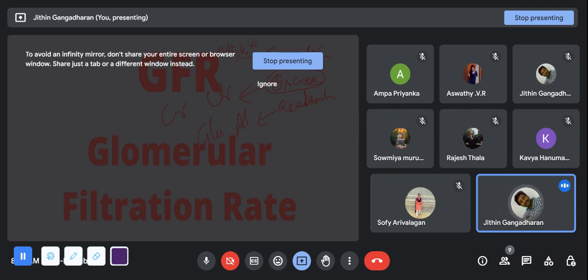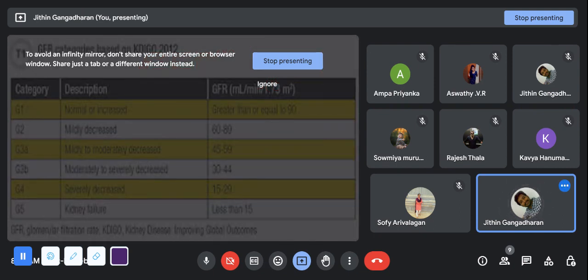Now we have the glomerular filtration rate. What is the normal glomerular filtration rate? Kindly take a screenshot. This is important for you to understand the kidney diseases. The normal glomerular filtration rate should be greater than or equal to 90. 90 is the normal glomerular filtration rate.